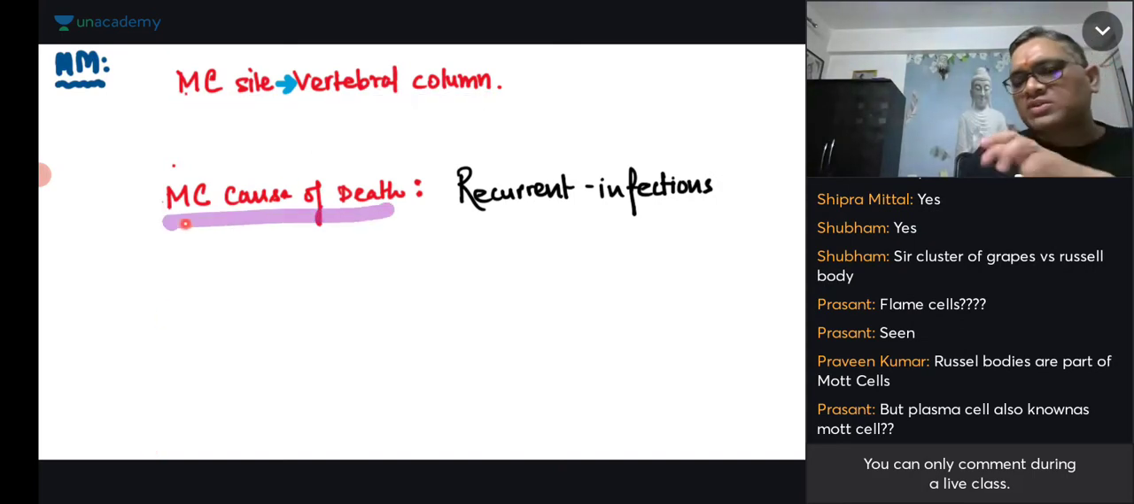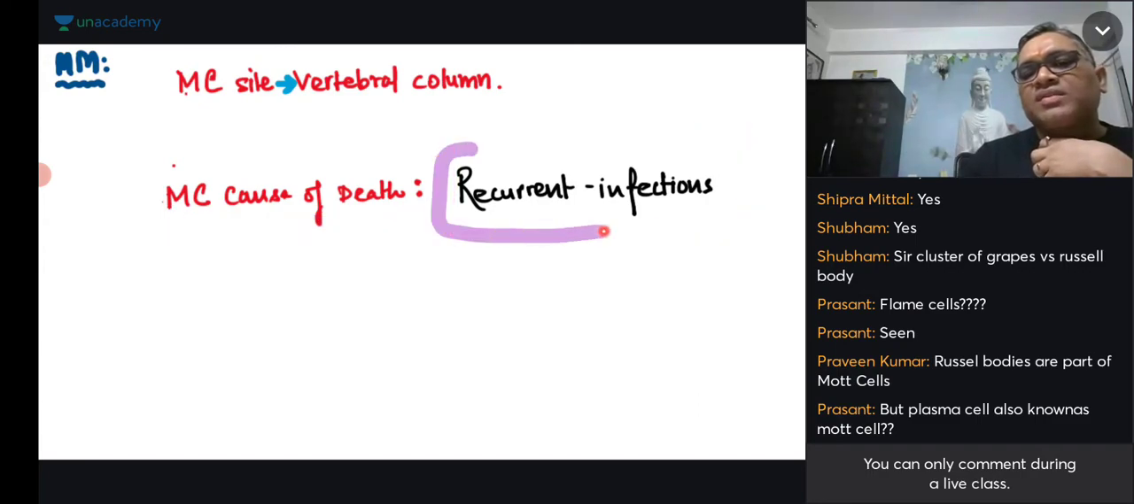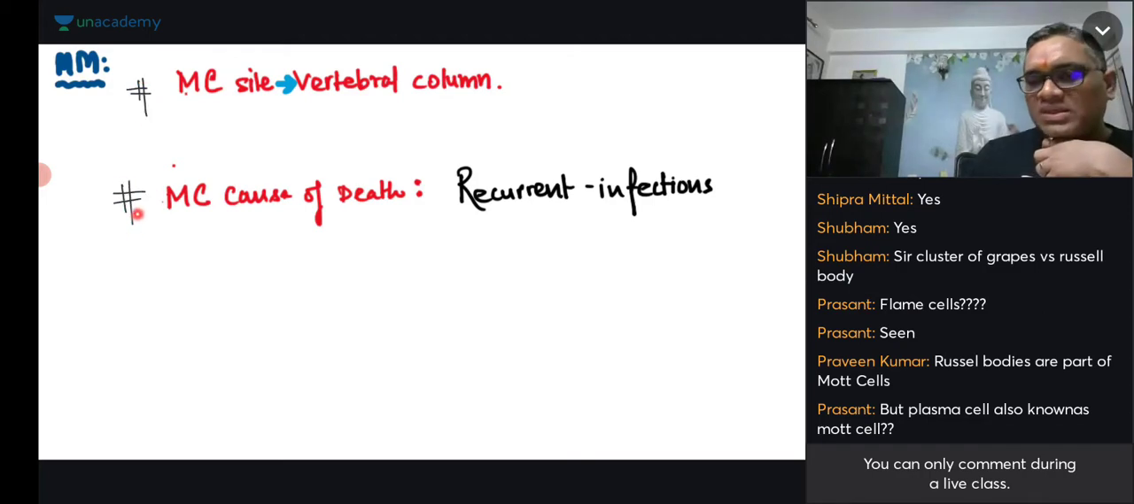And the most common cause of death: because all these are abnormal immunoglobulins, and because of abnormal immunoglobulin formation, there will be no protection from infections, and these infections are the most common cause of death. So remember this point. These are two important and very frequently asked questions in the exam. The most common cause of death is recurrent infection. It is not renal failure.